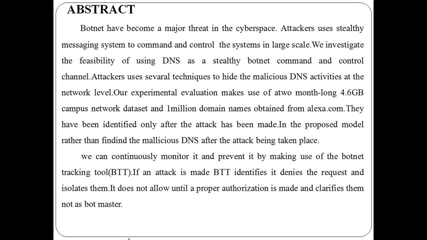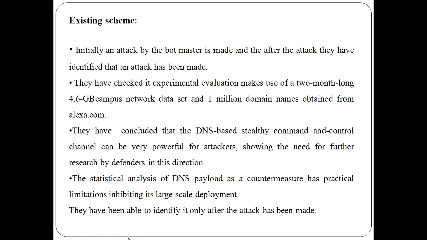Attackers use several techniques to hide the malicious DNS activities at the network level. Our experimental evaluation makes use of a 2-month-long 4.6 GB campus network dataset and 1 million domain names obtained from alexa.com. They have been identified only after the attack has been made. In our proposed system, we can continuously monitor it and prevent it by making use of a botnet tracking tool. If an attack is made, the botnet tracking tool identifies and denies the request and isolates them.